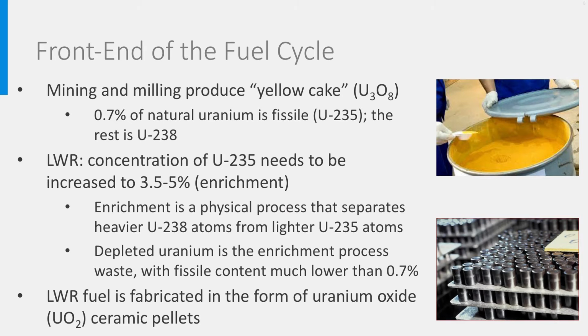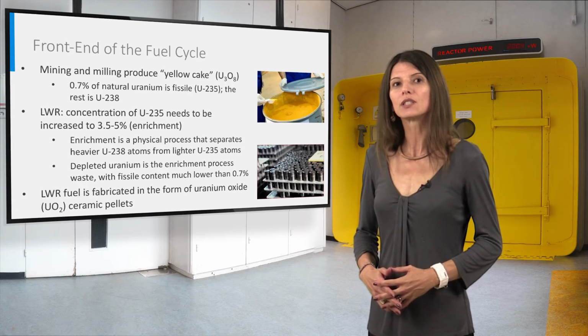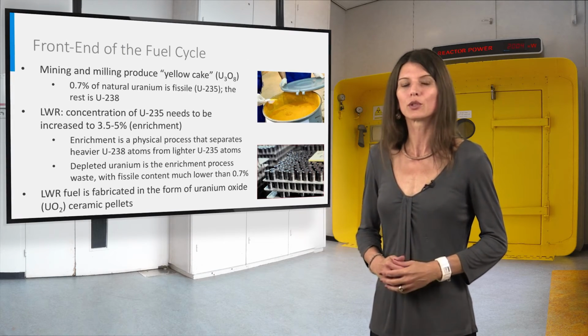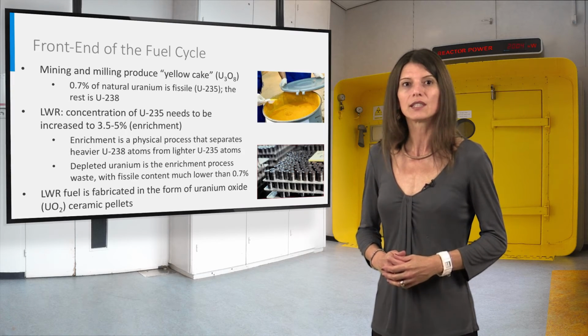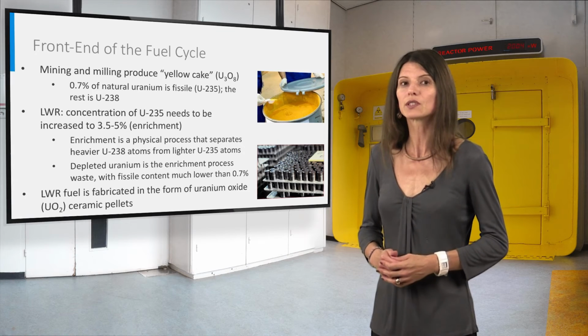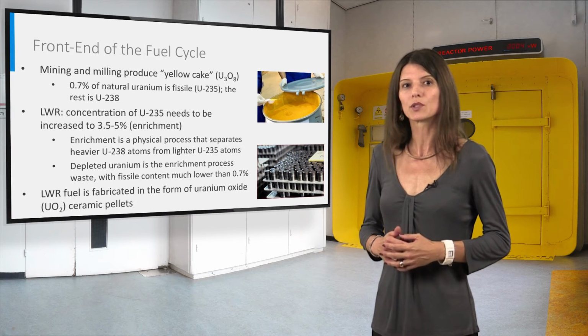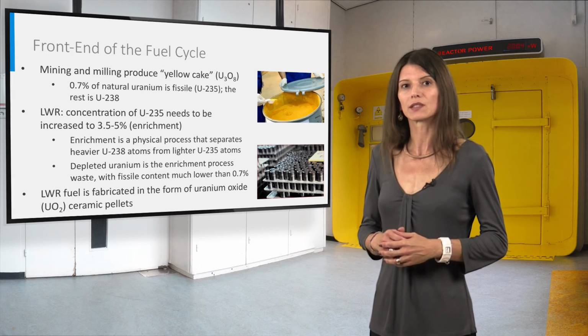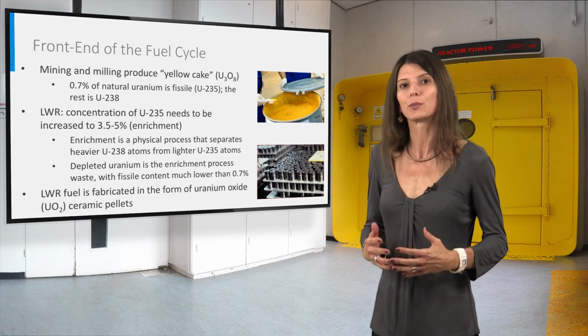Mining and milling produce the so-called yellow cake, where natural uranium contains 0.7% concentration of uranium-235. This concentration needs to be increased to 3.5% for use as reactor fuel. The enrichment is based on the physical separation of isotopes by means of different technologies. The waste from these processes is depleted uranium. After enrichment, the uranium oxide is pressed into pellets.